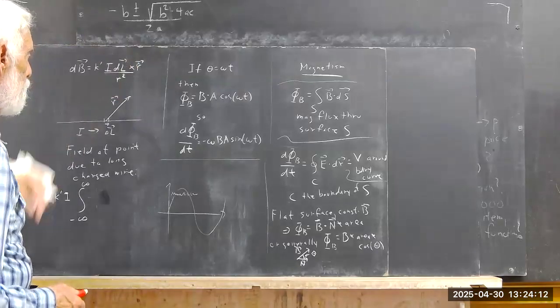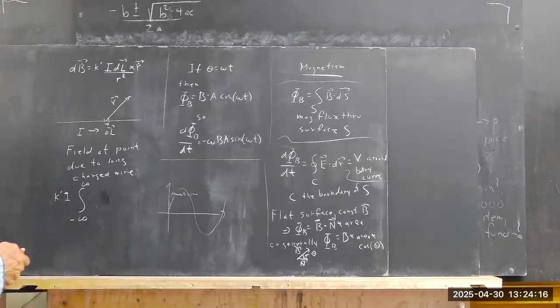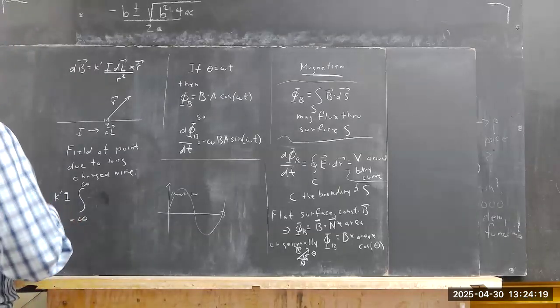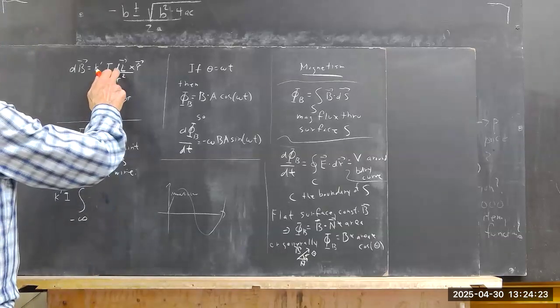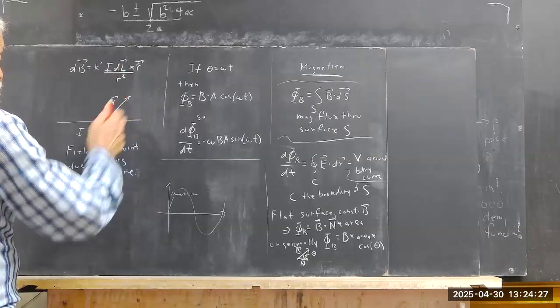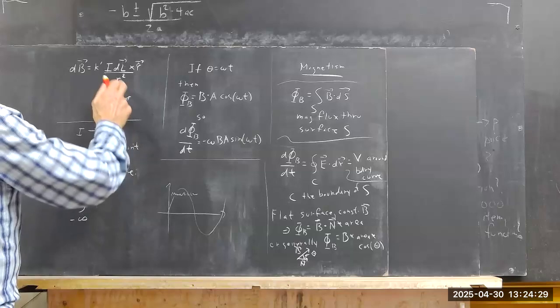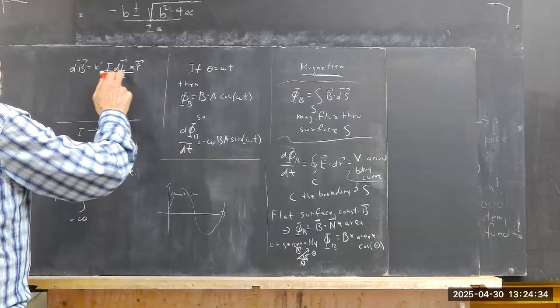dL cross R depends on the coordinates of the point R. But instead of dL, I'm going to use dx. Instead of the cross product, I'm going to use dx.